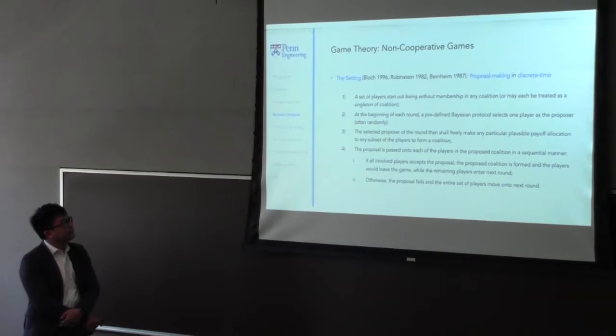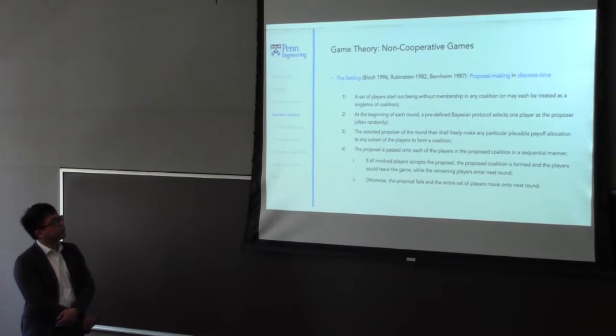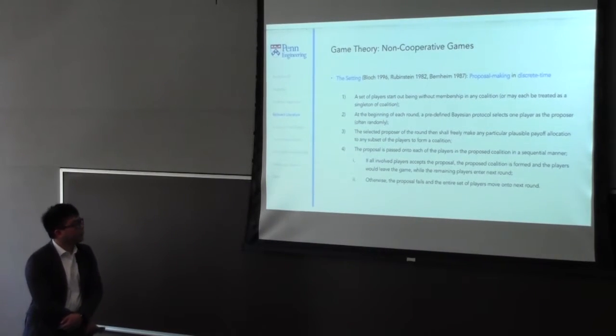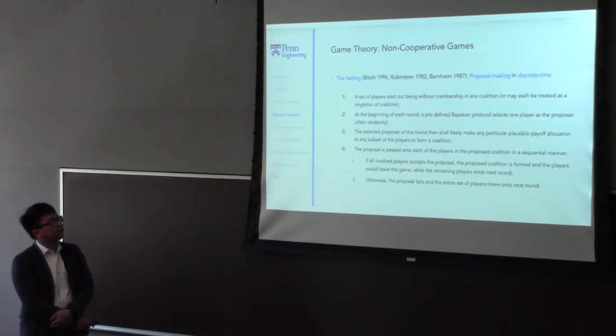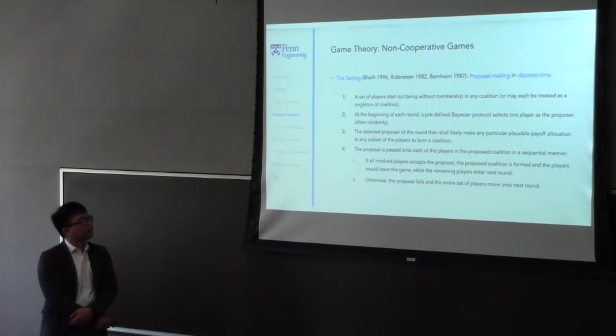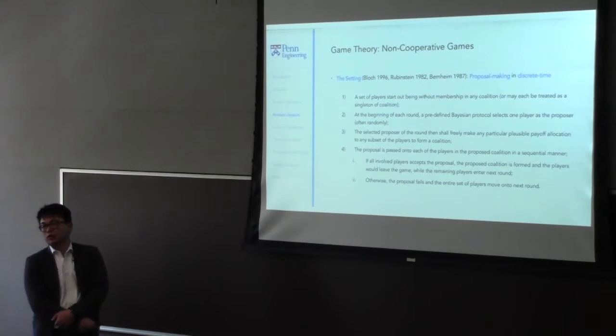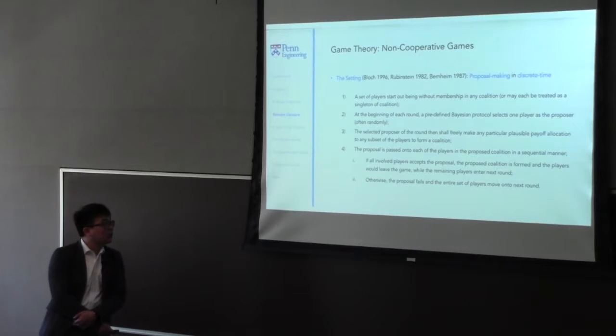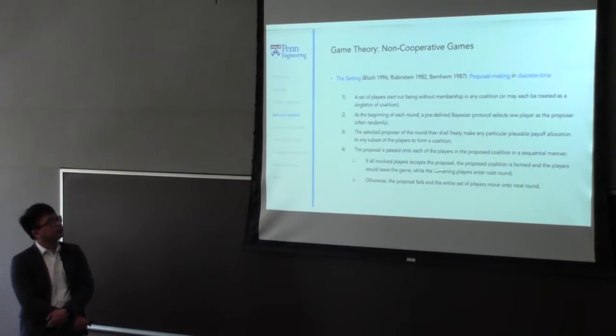and then the proposer, which is chosen in this round, shall freely make any particular plausible payoff allocation to any subset of the players to form a coalition. And then this proposal is passed on to each of the players in the proposed coalition in a sequential manner. If all involved players accept the proposal, because it's non-cooperative, so everybody has to agree on their own, then the proposed coalition is formed, and the players will leave the game, or the remaining players enter the next round. Otherwise, the proposal fails, and the entire set of players moves on to the next round.